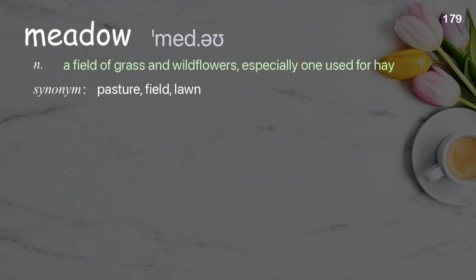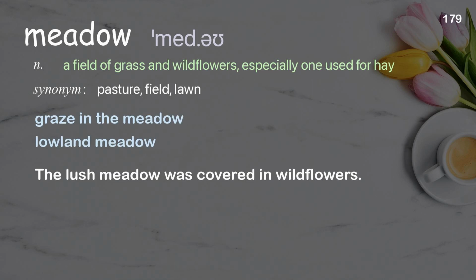Meadow. A field of grass and wildflowers, especially one used for hay. Examples: Graze in the meadow, lowland meadow. The lush meadow was covered in wildflowers.